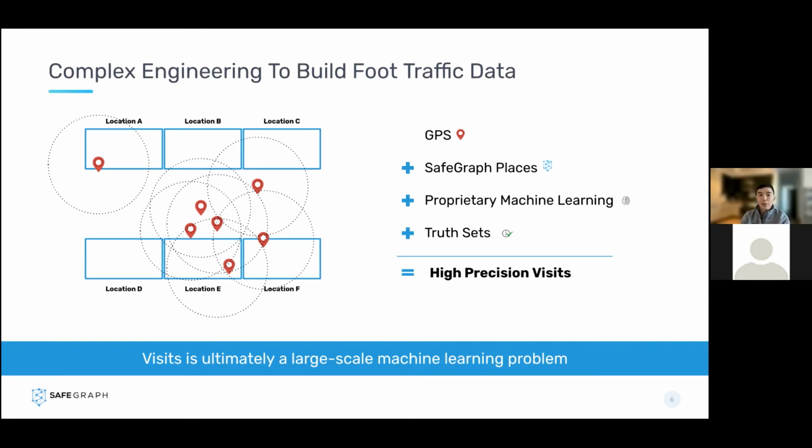So the logic behind that is that if there's a cluster of pings and it's like 10 p.m. on a Friday night, most likely that visit is going to be assigned to the bar nearby rather than, let's say, the library or something like that, right? So those types of relationships emerged from the model as we built it.